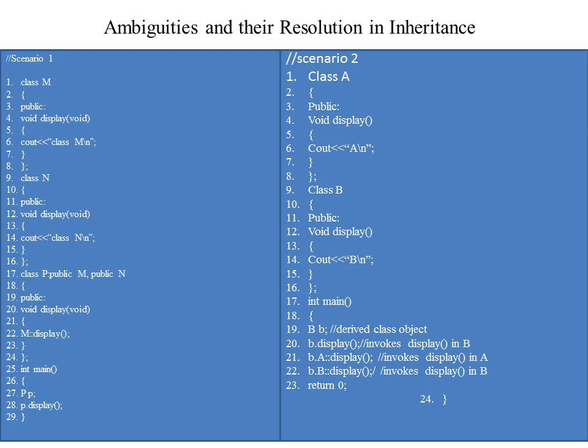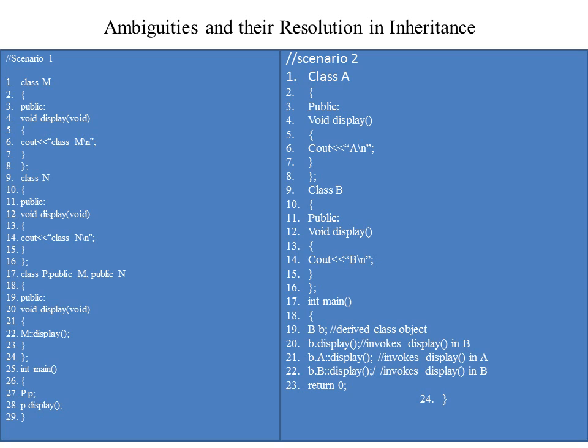Now, line number 1 is class M. Class M has a display function. You can see in line number 4, the display function is there. In class N, in line number 9, a display function is there. Its own display function. M class has one display function, and N class also has one display function.